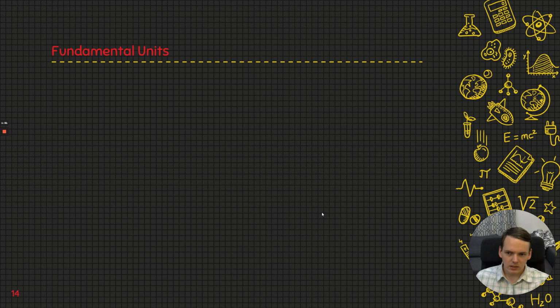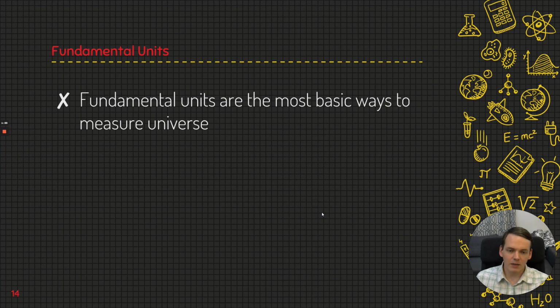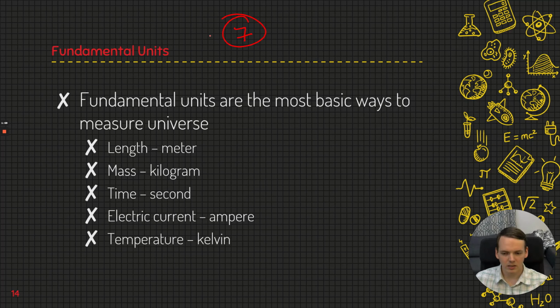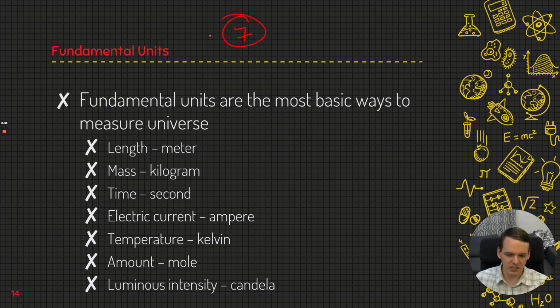When we look at units and unit systems, we want to talk about fundamental units first. They're the most basic ways to measure the universe. So these are the 7 basic ways we can measure the universe, the 7 quantities we can measure about the universe. We've got length, which is measured with meters, mass, which is measured in kilograms, time, which is measured in seconds, electric current, which is measured in amperes, temperature measured in Kelvin, amount measured in moles, and then luminous intensity measured with candela.